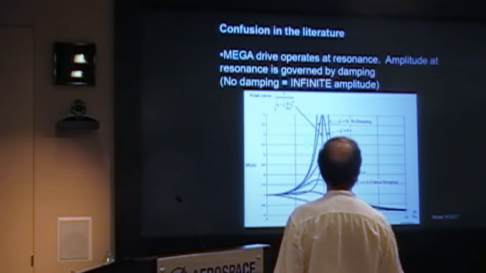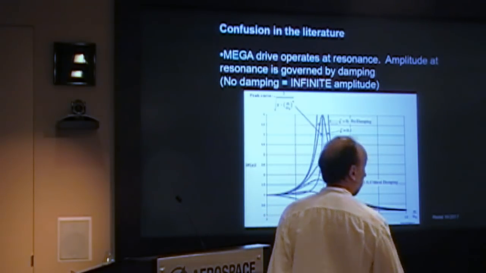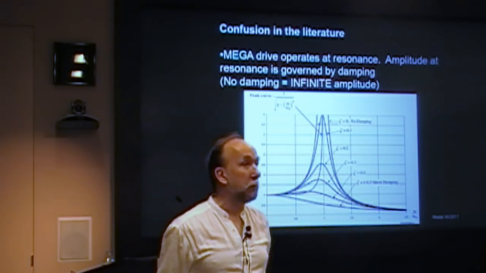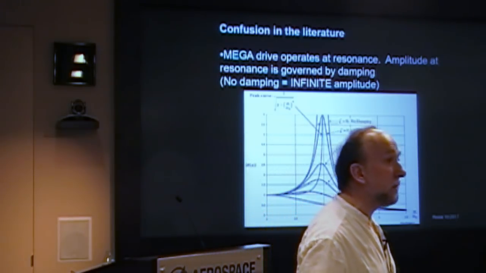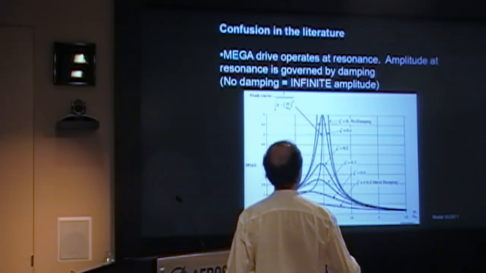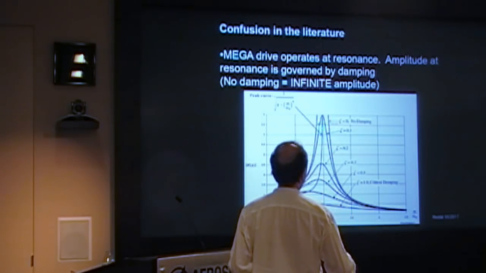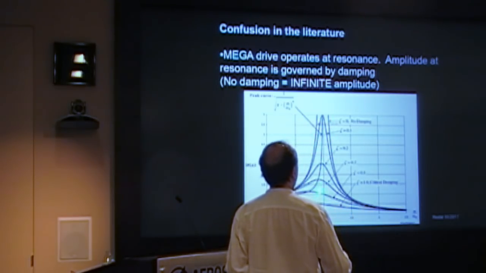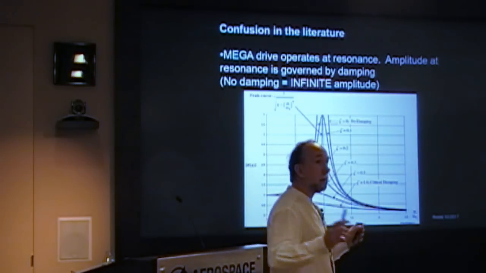But where they're doing the experiment is right here at resonance. At resonance, if you don't take into account damping, the amplitude is infinite. In order to have a finite value, you have to have damping. And the greater the damping, the smaller the amplitude. So again, this is very interesting.